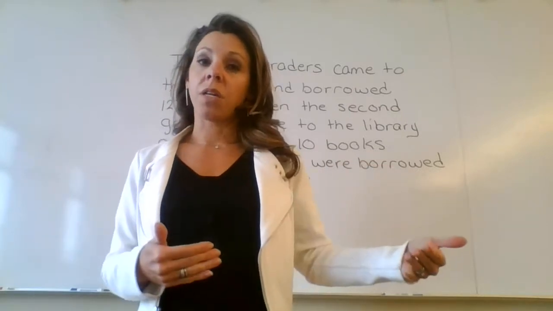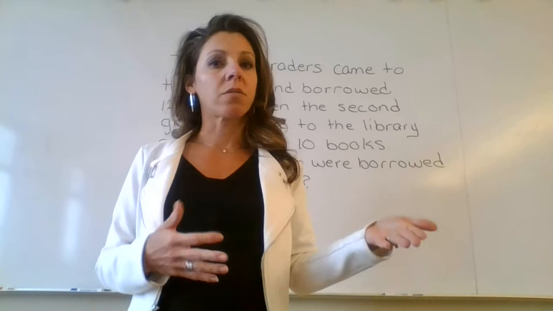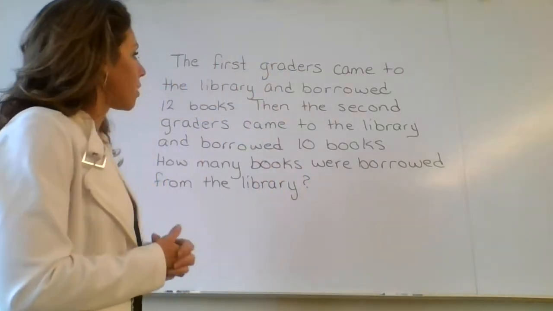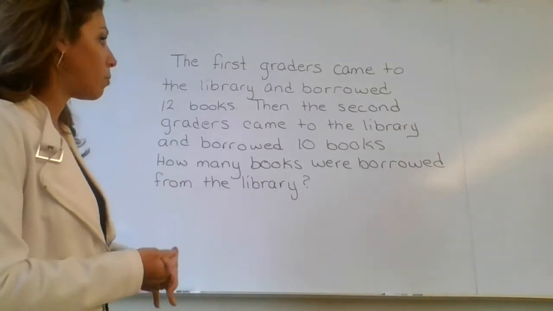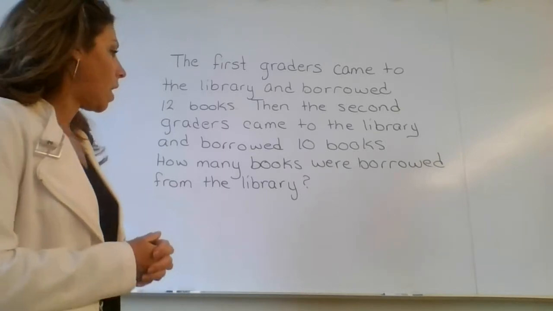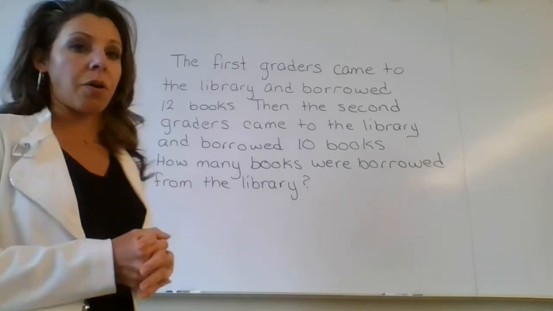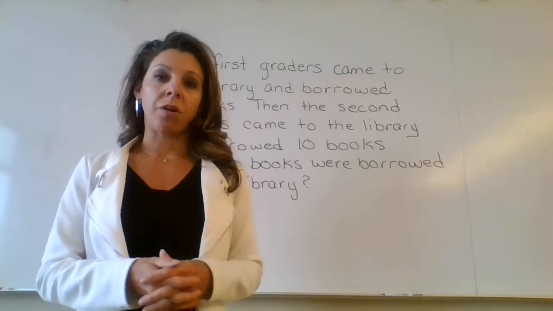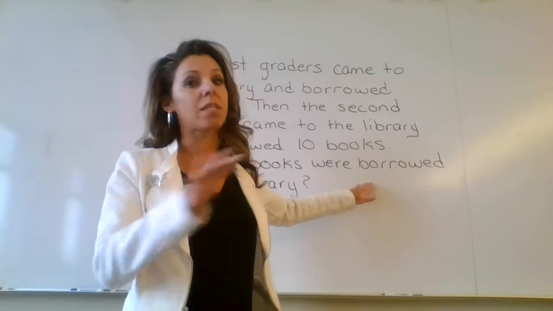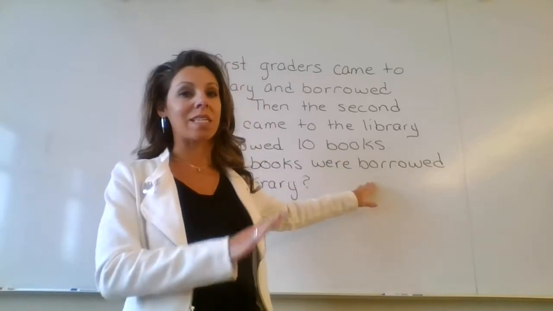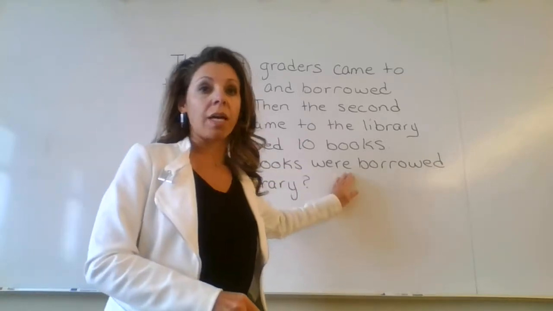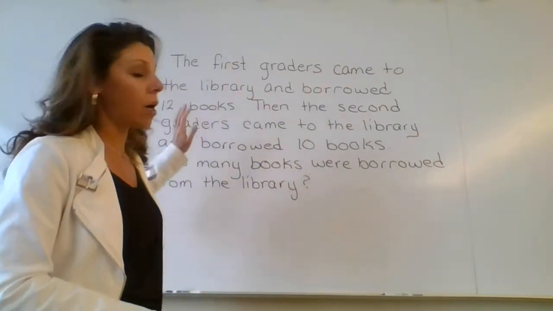The second read, now I'm going to start to look for, am I given partners or am I given the total? What am I being asked for? So the first graders came to the library and borrowed 12 books. The second graders came to the library and borrowed 10 books. How many books were borrowed from the library? So what I would be pointing out here is that the question says how many books were borrowed. It doesn't say total books, but we can get an idea that that is looking for the total. So if I am looking for the total, I am probably given my 2 partners.